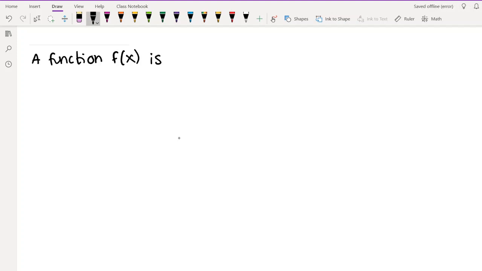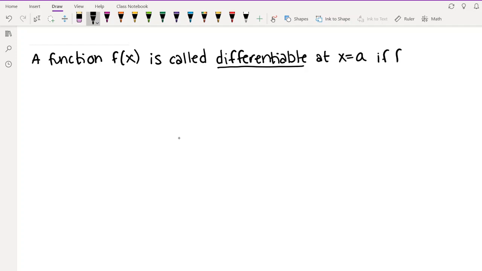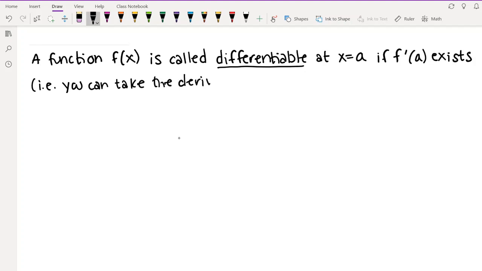So a function f of x is called differentiable at a particular x value. So I'll just say at x is equal to a if f prime of a exists. So basically, saying that a function is differentiable just means that you can take the derivative. So maybe I'll even write that, i.e., you can take the derivative.